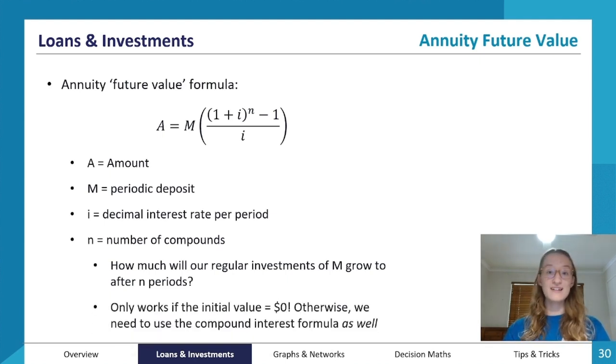The interesting thing to note is that this formula only works if the initial value is $0. Otherwise, we need to use the compound interest formula as well. If we have, for example, an initial value of $20,000, we can't just add on the $20,000 at the end, because interest would also be applied to the $20,000. So we'd have to think about how much we are earning from this, but also how much compound interest we would have earned on our initial value as well.